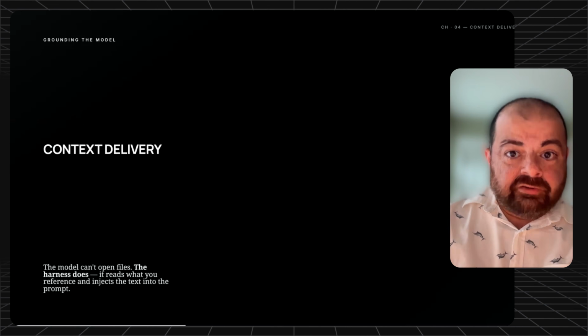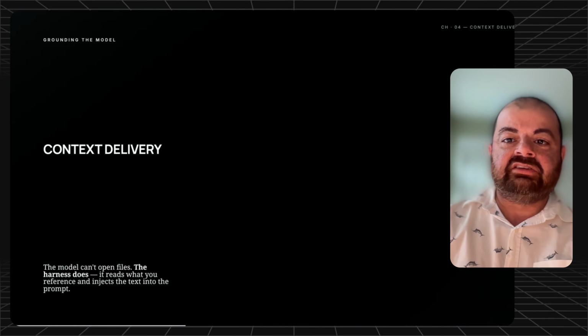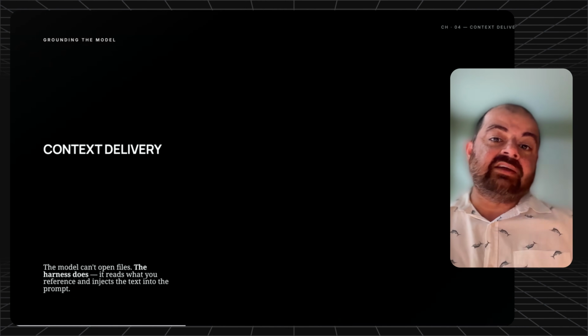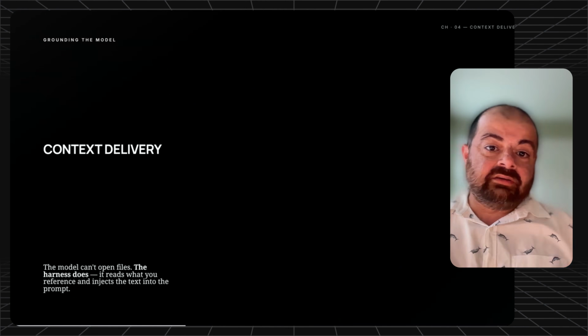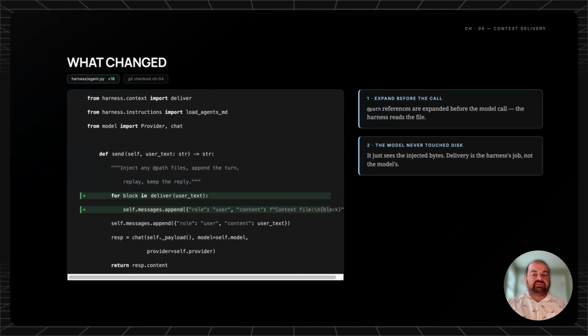Chapter 4. So it follows our instructions now, but it only ever sees the text we hand it. So reading that file and getting the contents in front of the model, that's what the harness is going to do. So here's how we deliver it. We pick a symbol, say @, to tell the agent we are referring to a file. It can be any symbol. In this case, I've picked @, but it's our harness. We get to decide.